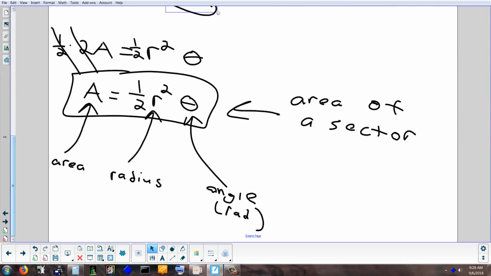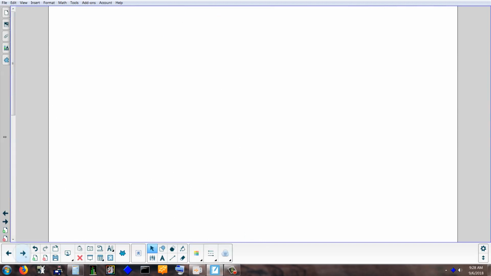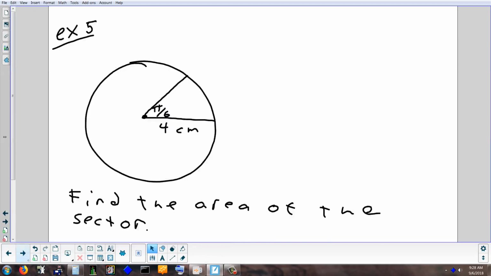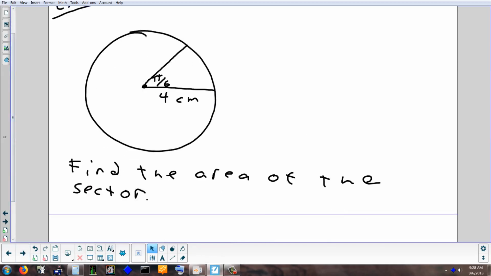Okay, so any questions before we try? We'll try one of each this time. Okay. So I didn't write the problem out, I just drew a picture. And the question is find the area of the sector. All right, so now you have to decide which formula to use. If you look at the information you're given, the question is find the area. So you're using the area formula.